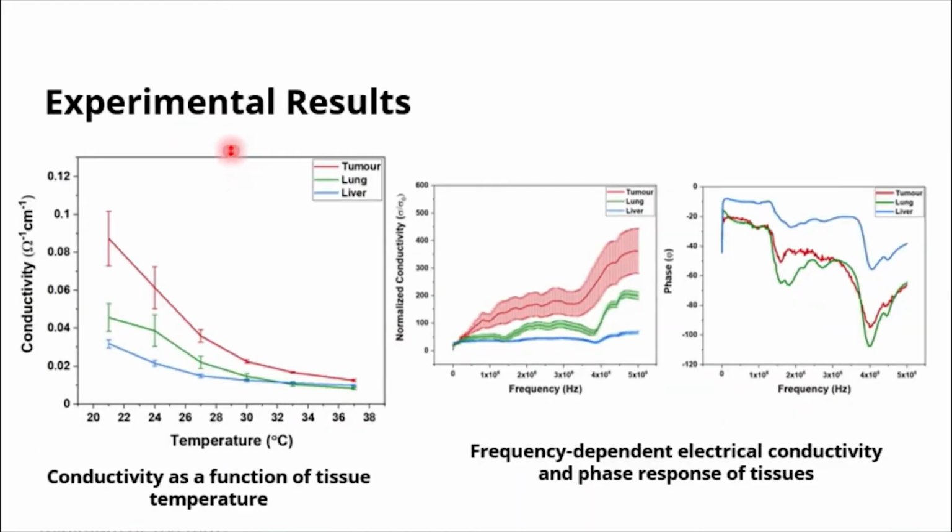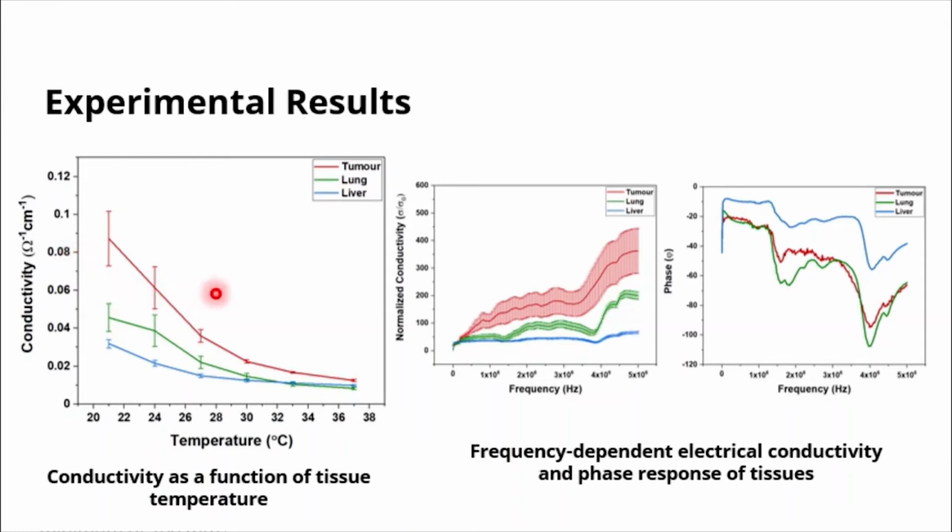Now let's look at some of the experimental results from the study. We performed 2 types of temperature dependent electrical characterization of the samples. One was the conductivity measurements as a function of tissue temperature. Using the microheater, we heated the tissue samples and measured the resistances. The measured resistances were then computed to arrive at the conductivity values of the samples.